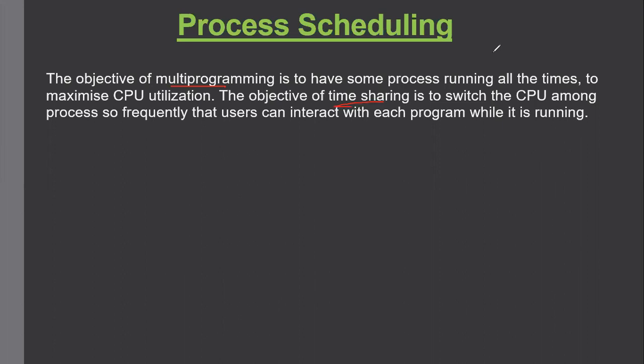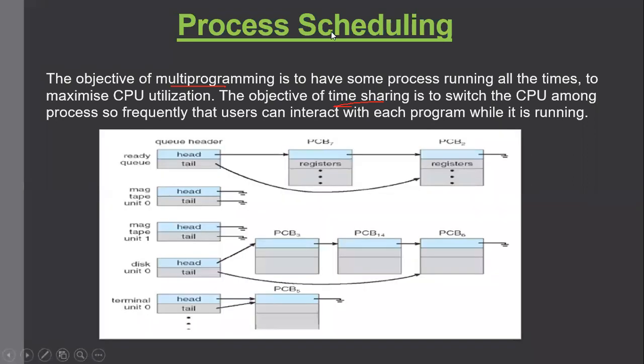Now, as processes enter the system, they are put into a job queue, which consists of all the processes in the system. And if processes are in main memory, ready and waiting for the CPU, they are kept on a list known as the ready queue. This ready queue is generally stored as a linked list. It has a head pointer and a tail pointer. The head points to the first PCB and the tail points to the last PCB in the list. Each PCB has a next pointer which points to the next PCB in the list.